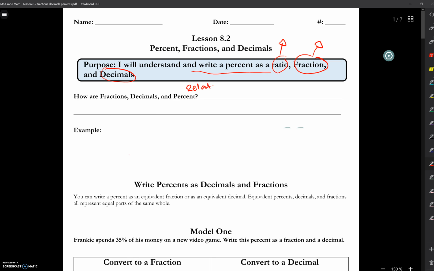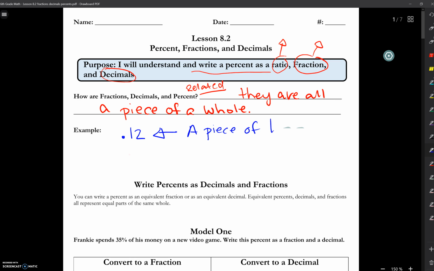How are they related? They're related because they are all a piece of a whole amount. For example, the decimal 0.12 is a piece of 1, so it's smaller than 1 whole. 12% is a piece of a whole, of 1 whole, or 100%. And 100% would be 1 whole amount.